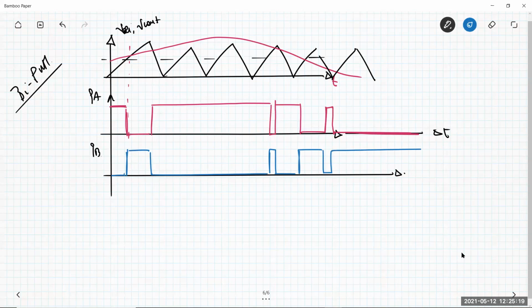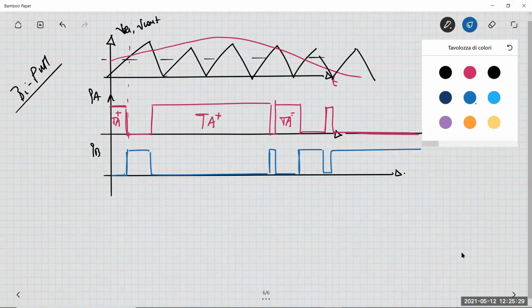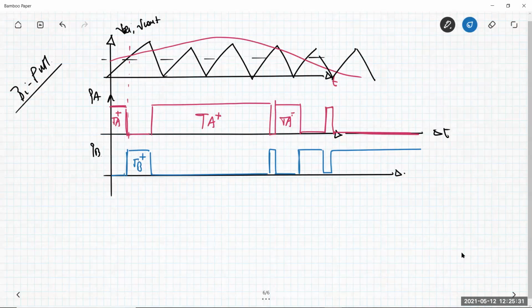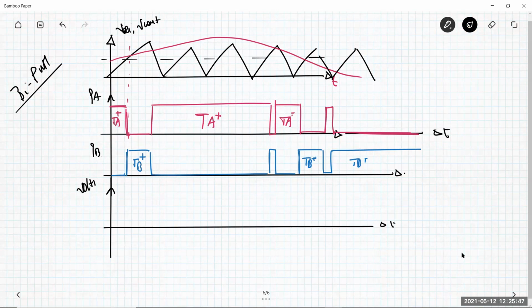So here you have TA plus, TA plus, TA plus on, and here you have TB plus on, TB plus on, TB plus on. Okay, so the difference is again the output voltage, V naught over T. And it comes out the standard bipolar waveform.